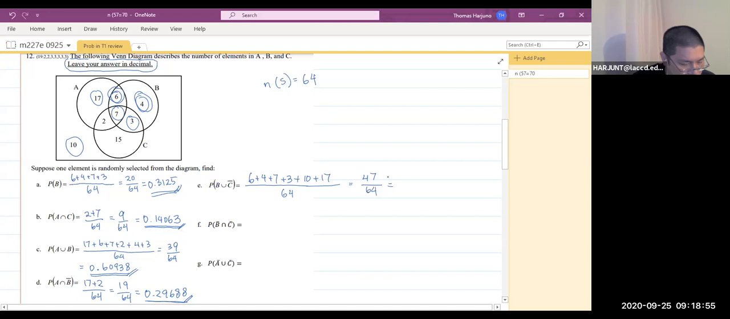Then I go to my calculator. That's 0.73438. Any questions so far?